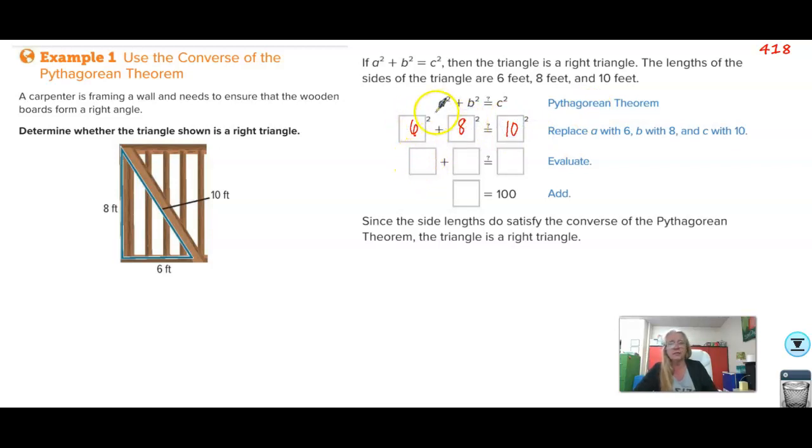Remember, in the Pythagorean theorem, everything's squared. 6 squared is 36, 8 squared is 64, and 10 squared is 100. 36 plus 64 is 100. So because we have a true statement, 100 equals 100, we say yes, this is a right triangle.